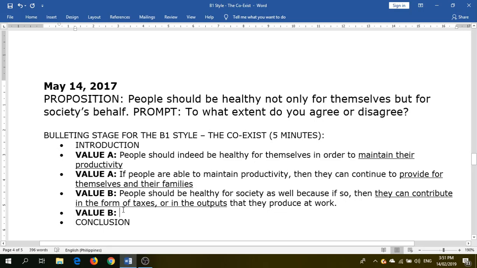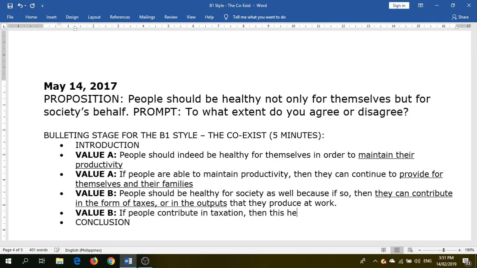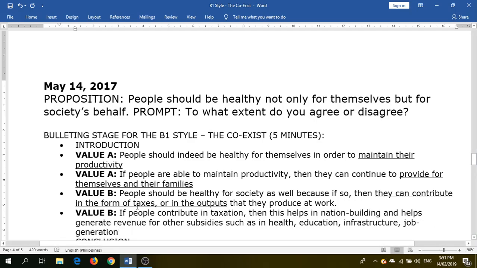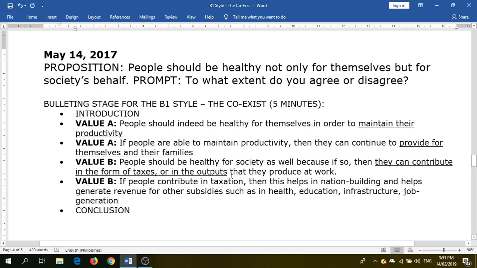And then another argument that you can posit for value B is that if people contribute in taxation, then this helps in nation building, and helps generate revenue for other subsidies, such as in health, education, infrastructure, job generation, etc. So we can just underline here people contribute in taxation, and then you already know what the rest of it is talking about.